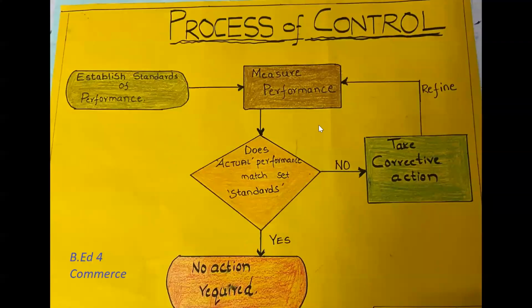Now we can make another simple chart for your B.Ed studies in commerce. This is to do with business studies, not an accountancy slide. So it's a simple slide with the title Process of Control. So controlling any process, what has to be done? Basically, these are the steps. The first step is to establish standards.